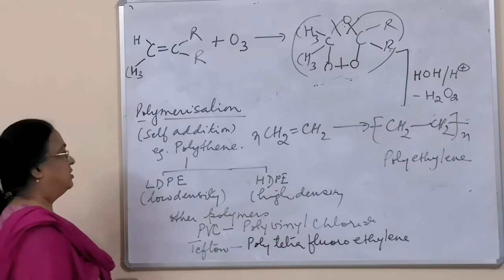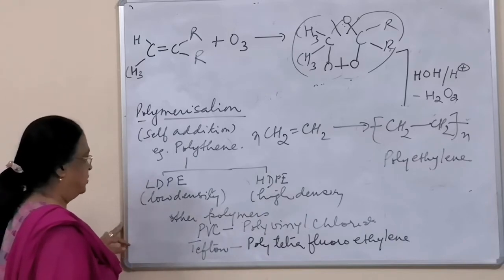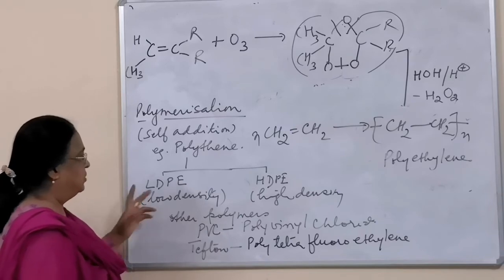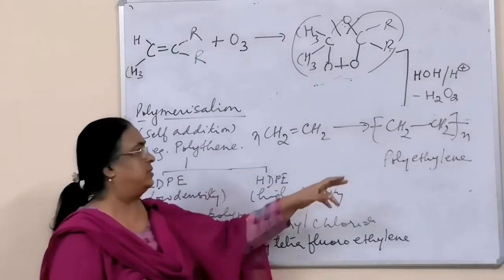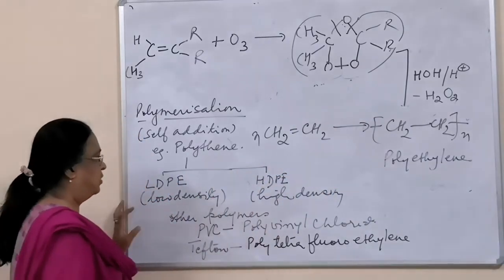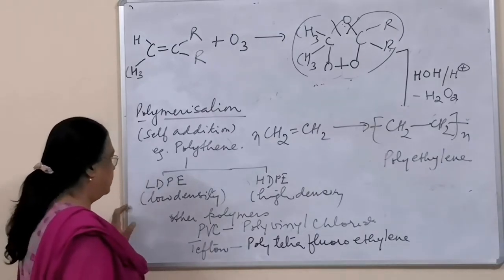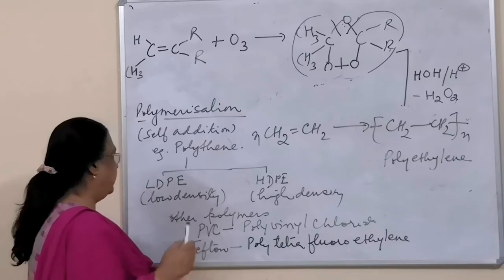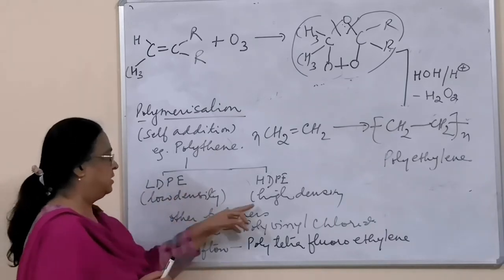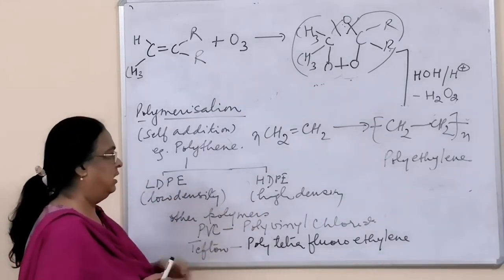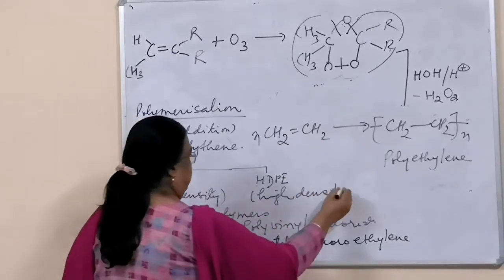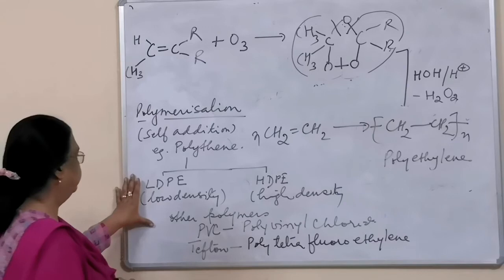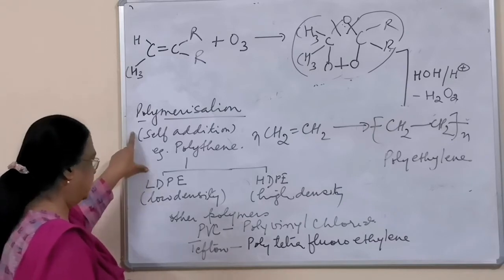This way the reaction is carried on. This is simple addition, and 2 kinds of this are there. The 2 kinds are formed on the basis of the temperature and method by which it is prepared. On the basis of density, if the density is low, it is called low density polyethylene. If density is high, it is called high density polyethylene. So LDPE and HDPE, these are the 2 important polymers of alkene.